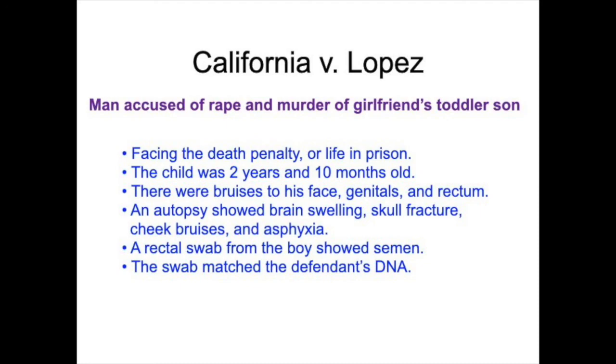This case of California versus Manuel Lopez, I think, is one of the most important cases I've ever seen. I gave a talk on it about bias and what happened in this case at the American Academy meeting. I can send you the link if you want to see it. I'm just going to give you a survey of it. It's basically the story of a man in his 20s accused of capital murder. He's accused of rape and murder of his girlfriend's toddler son. Horrible crime. He's facing the death penalty or life in prison.